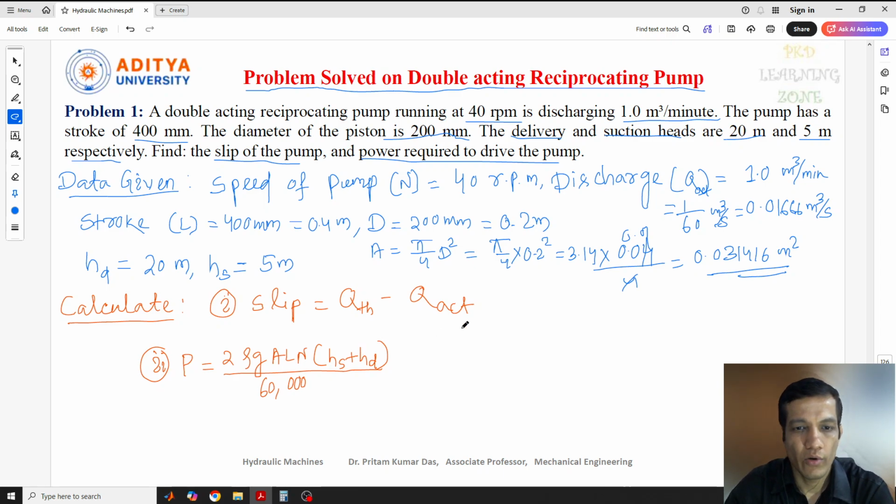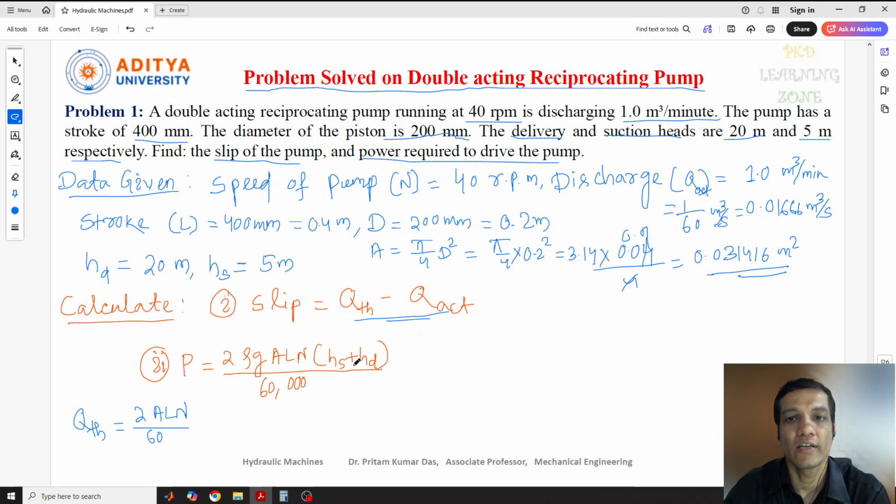Now, before going to the slip value, we need to calculate the theoretical discharge. To calculate this theoretical discharge, let me write here. The theoretical discharge formula is 2ALN by 60. For a single acting reciprocating pump, we have the formula ALN by 60. Though it is a double acting reciprocating pump, we need to multiply by 2 there.